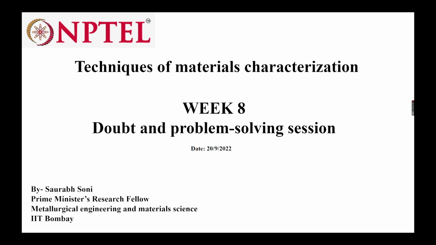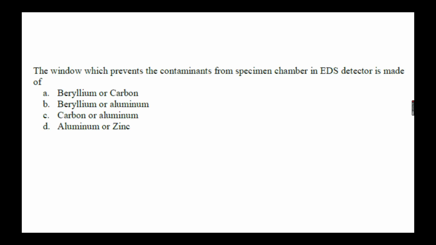So let's begin with our practice questions that will help in your assignments. So we will discuss that. Okay, so the first question is a very basic question, and it is a fact that we can know, and in the lectures sir has also explained. So the question is: the window which prevents the contaminants from the specimen chamber in the EDS detector is made of what material?